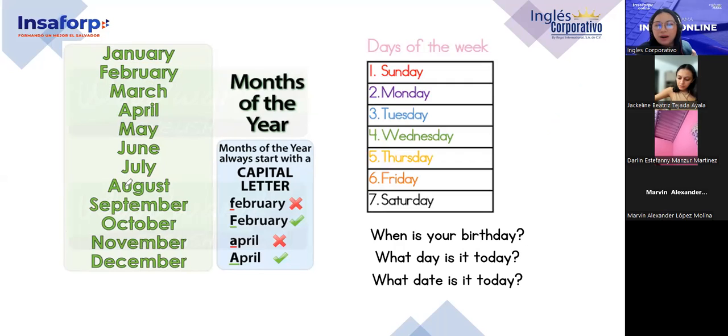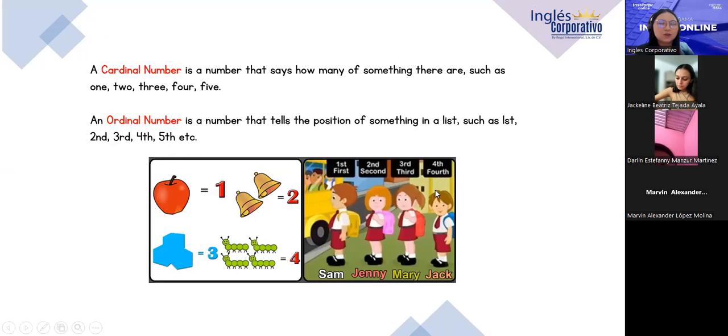You already have parts of the information that we need in order to express or to answer these three questions. What are we missing? We are missing specific dates. So how do we express dates in English? We are going to be using ordinal numbers. Let's make a comparison. In English, we have cardinal numbers and we also have ordinal numbers.